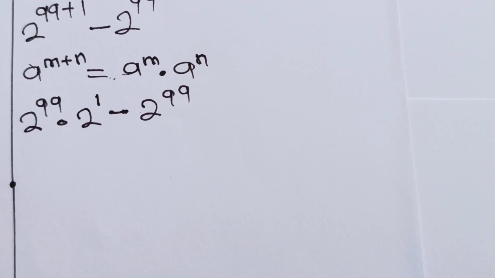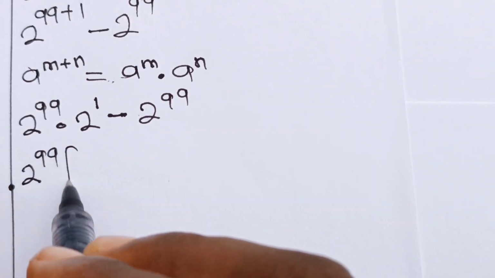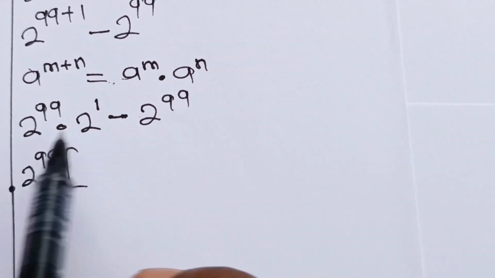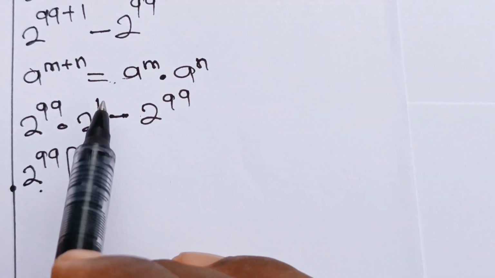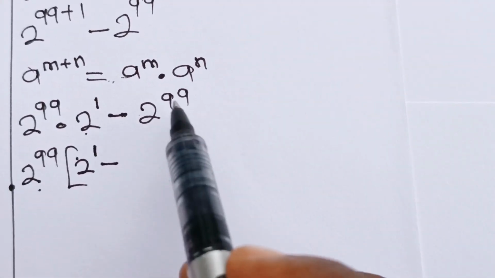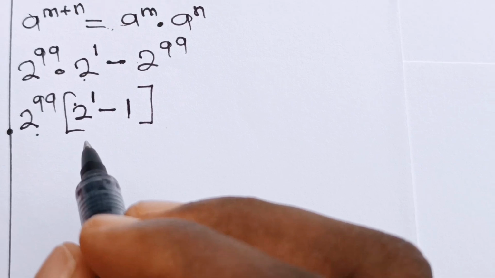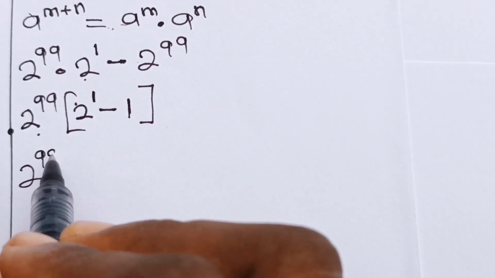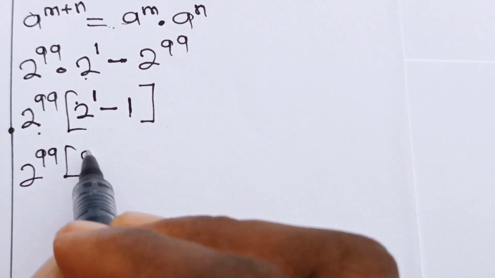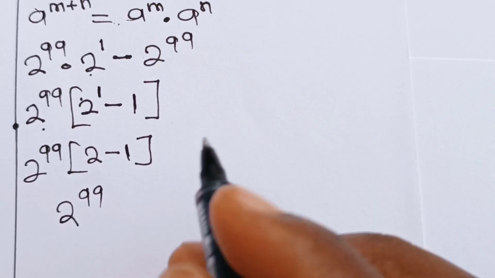Now we are going to factorize 2 to the power of 99. When we do that, we open our brackets. When this is divided by this, 2 to the power of 1 is remaining, so we have 2 to the power of 1 minus, when this is divided by this, 1 remaining. So this is 2 to the power of 99 bracket 2 minus 1, which is the same thing as 2 to the power of 99, right?